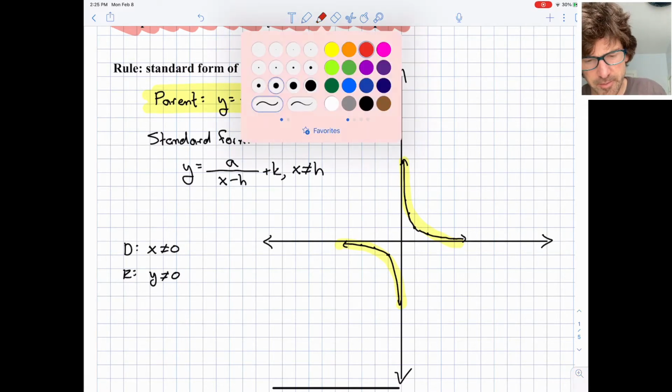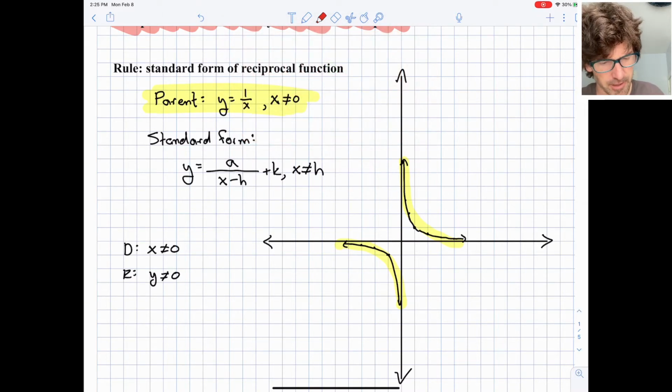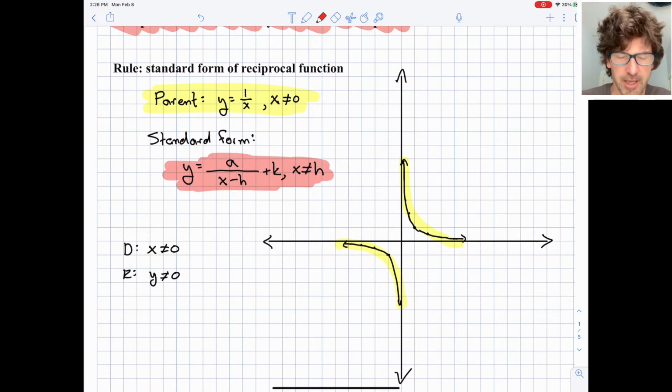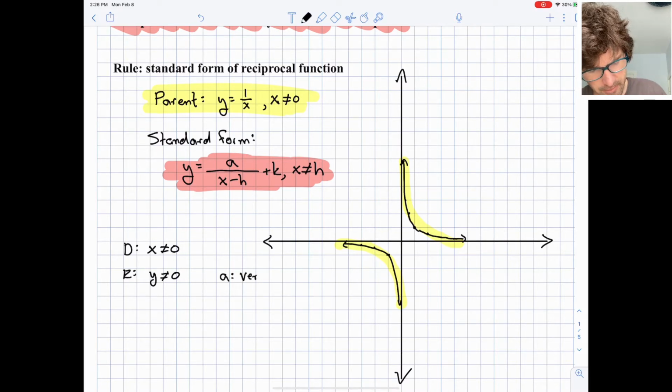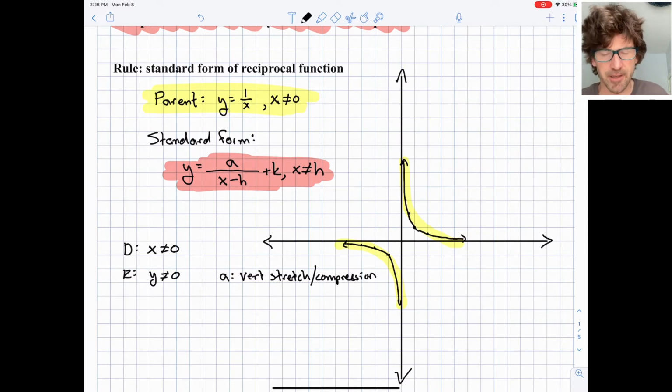Standard form, which we'll do a little bit of practice with in a little bit, is this example right here. So it's a little more generalized standard form. The a acts as a vertical stretch or a vertical reflection. So let me write that down here. The a acts as a vertical stretch, in other words, a multiplier, or a vertical compression if a is less than 1. If a is negative, that can act to vertically reflect the graph across the x-axis.